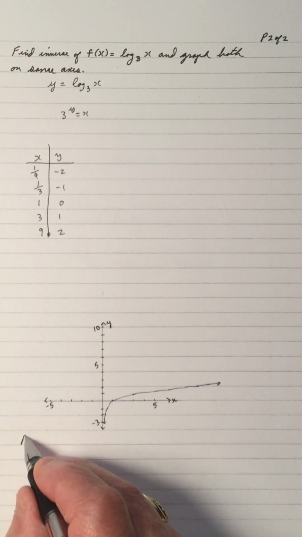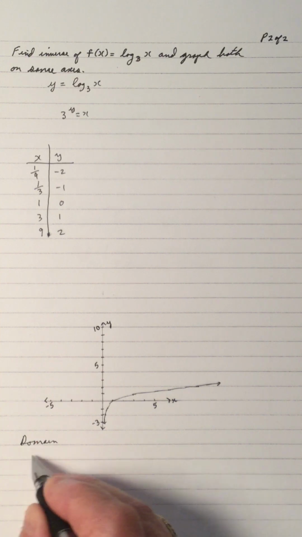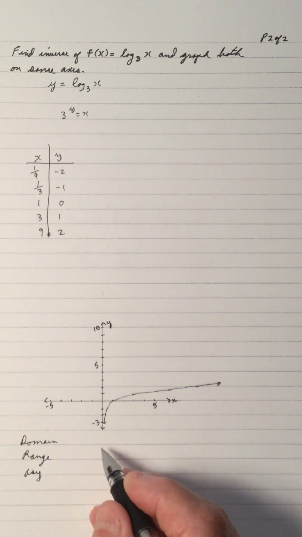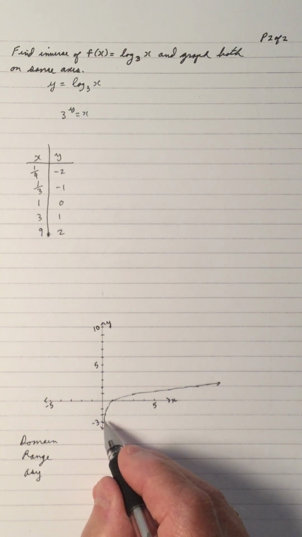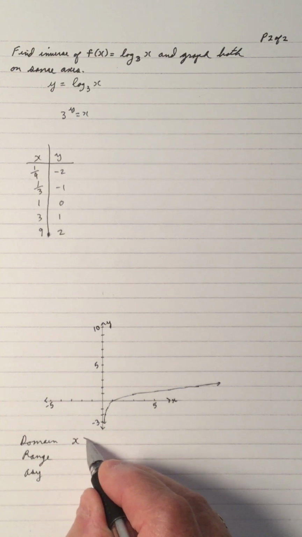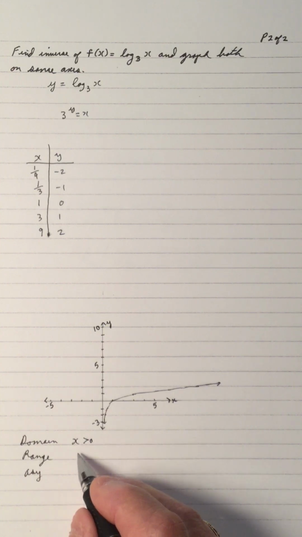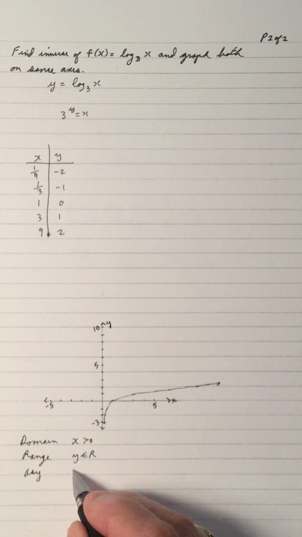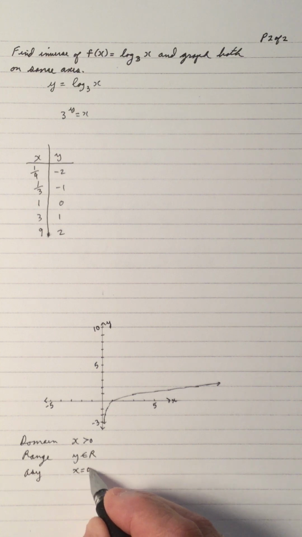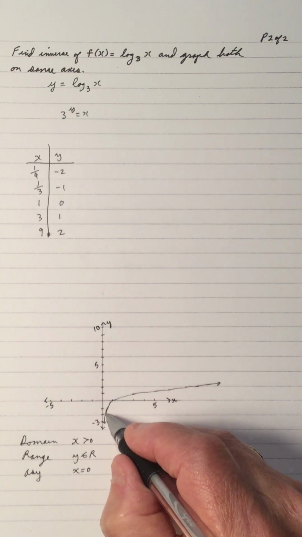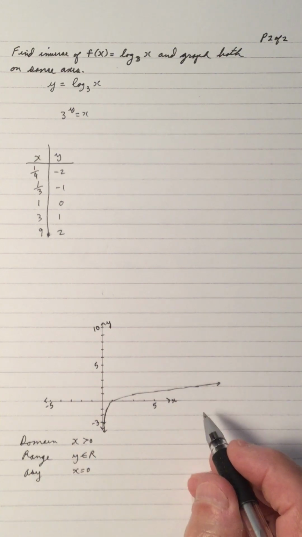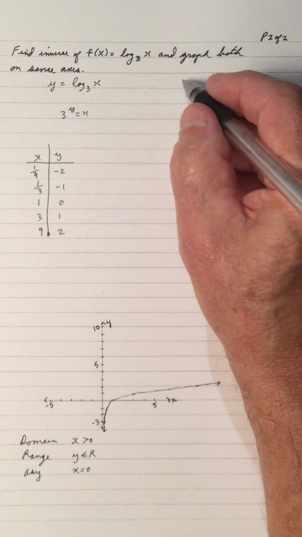In relation to the domain, range, and asymptote: notice that the x's are greater than 0, so the domain is x greater than 0, and the range is y belongs to the reals. The asymptote is x equals 0. The asymptote is a vertical line. The graph will go down closer and closer, but it won't cut through. So let's look at finding its inverse.